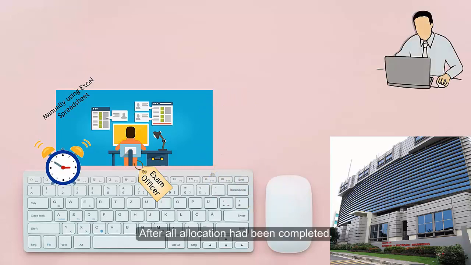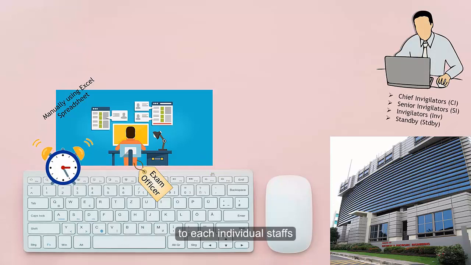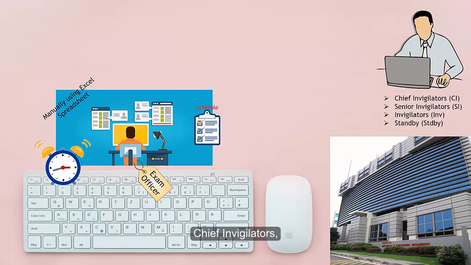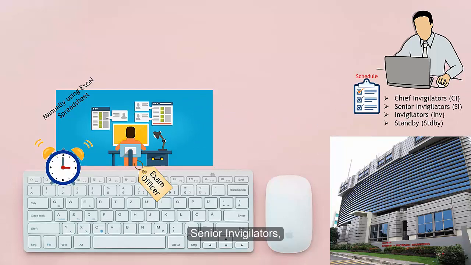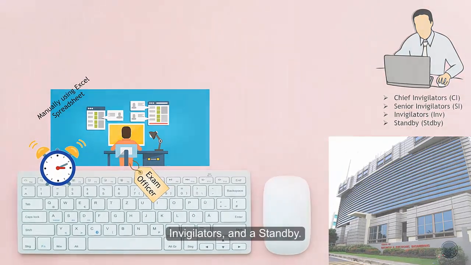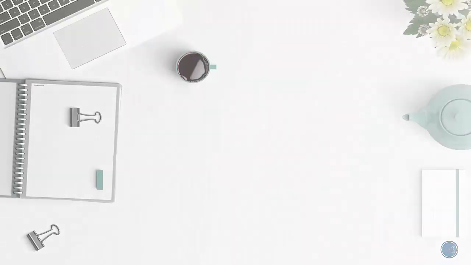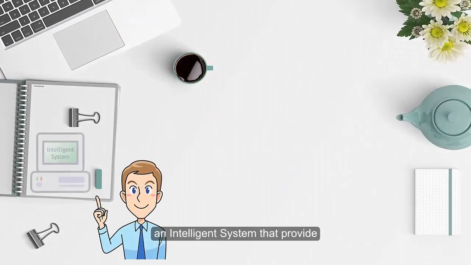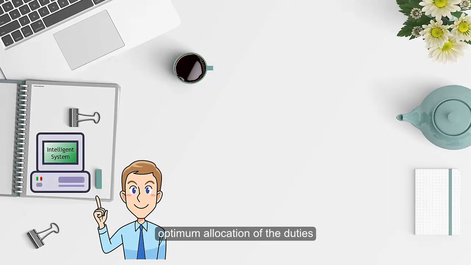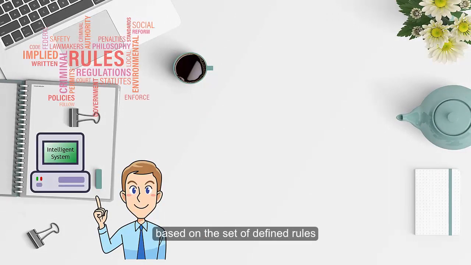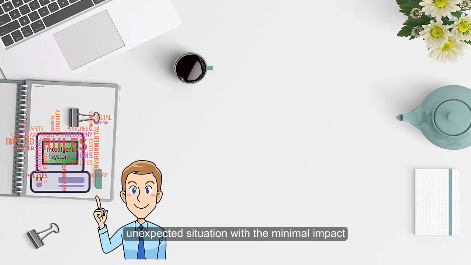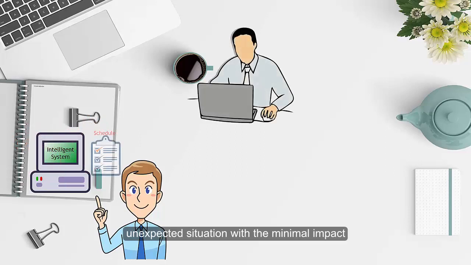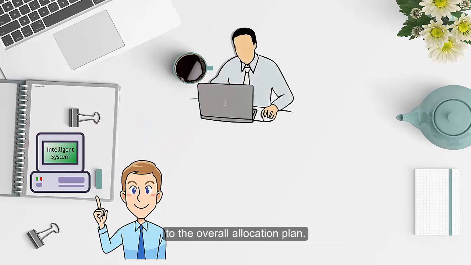After all allocations have been completed, the schedule is emailed to each individual staff, assigning the duty as chief invigilator, senior invigilator, or standby. The solution is to develop an intelligent system that provides optimum allocation of duty based on a set of defined rules, and is able to handle unexpected situations with minimal impact to the overall allocation plan.